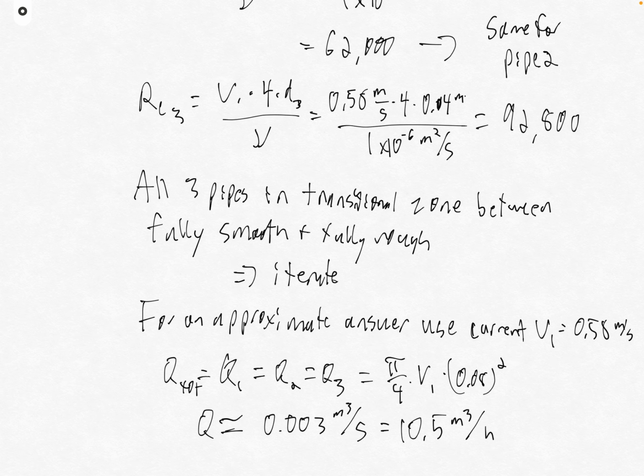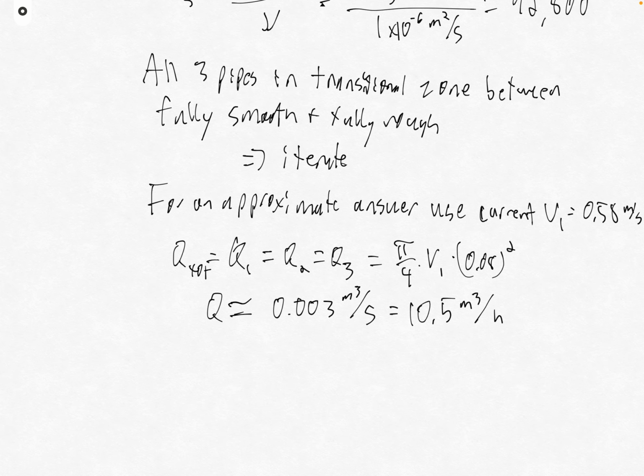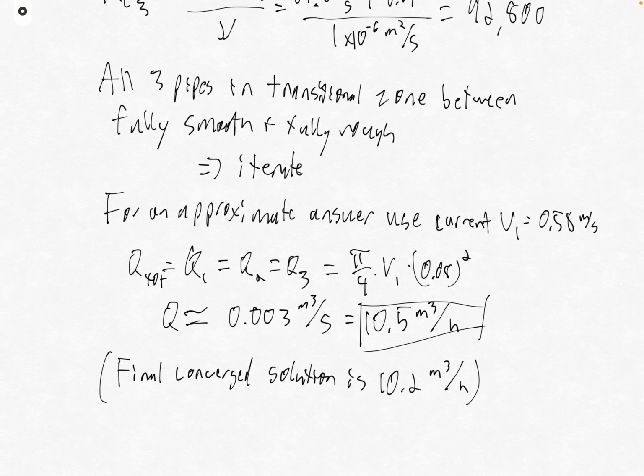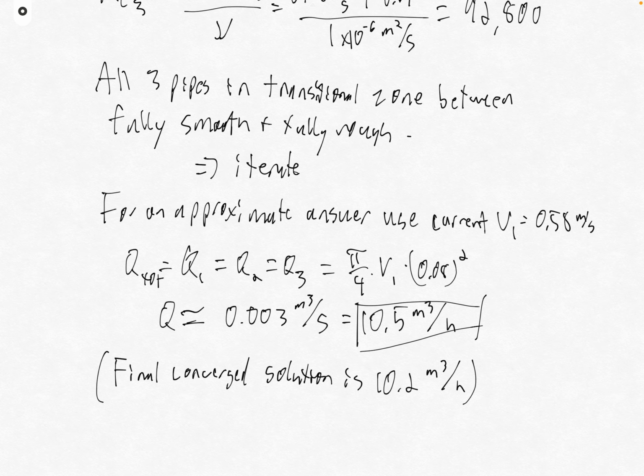And your book notes that we can go through and iterate on this, and we get the final converged solution of 10.2 meters cubed per hour. But this 10.5 is certainly close enough. And on an exam, as long as you told me that you would iterate and why, right? It's important to know that you would iterate because all three pipes are in this transition zone between fully smooth and fully rough. Then this answer would definitely be sufficient.